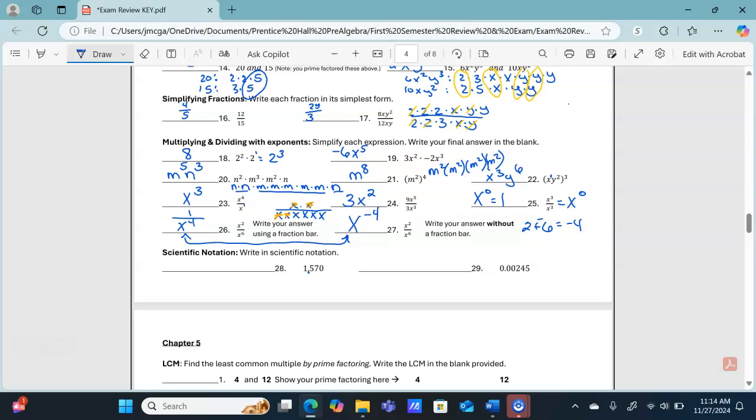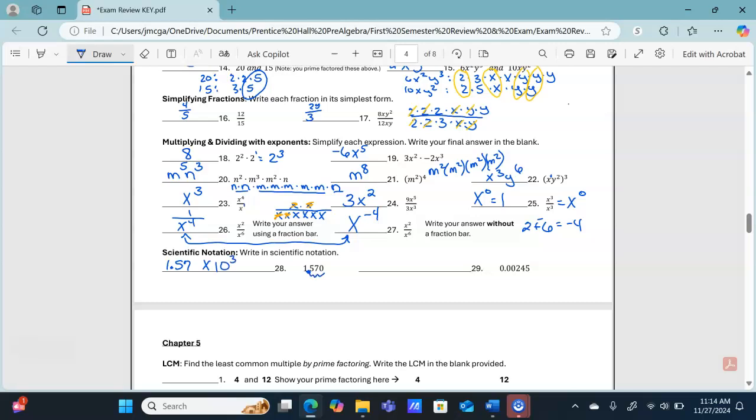And then here, scientific notation. We find our first non-zero digit, which is a 1, and put the decimal right after it. So we want 1.57. 1,570 became 1.57. This got smaller. The exponent needs to get bigger. How much bigger? 3 times.